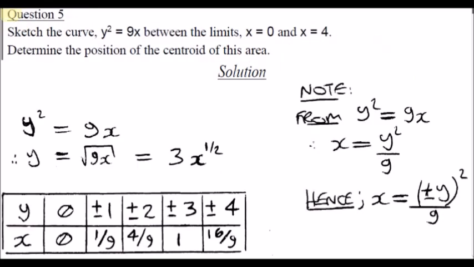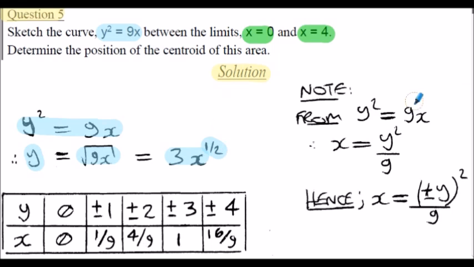Question 5 is the commencement of the solution. We need to be careful with this equation. It's given as y squared is equal to 9x. We have our limits of x is equal to 0, x is equal to 4. So given y squared is equal to 9x, then obviously y is equal to the square root of 9x, which is equal to 3 multiplied by x to the power of a half, 3 multiplied by the square root of x.